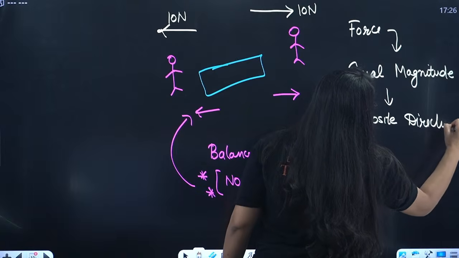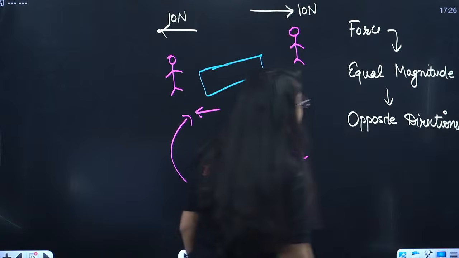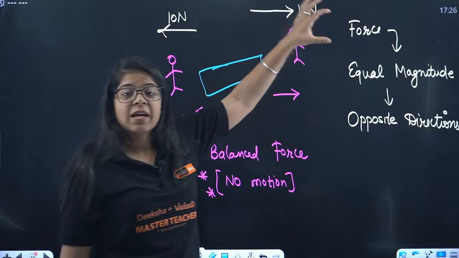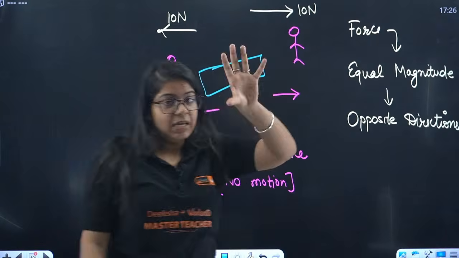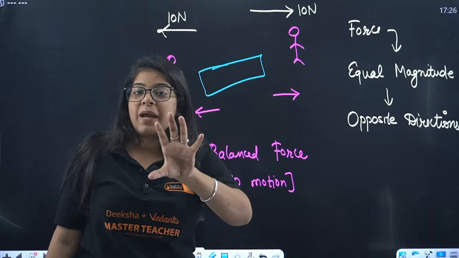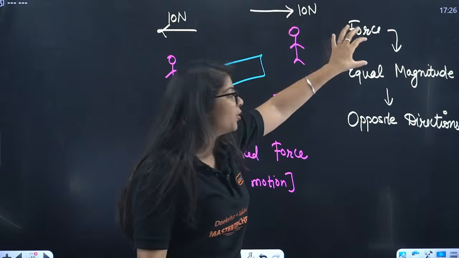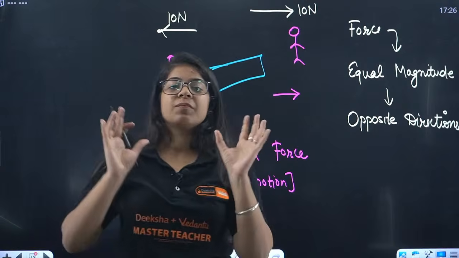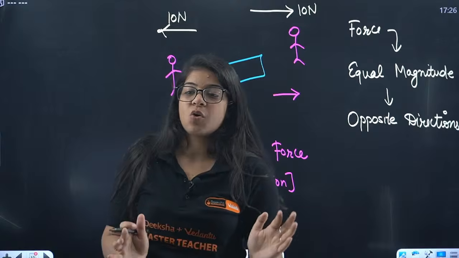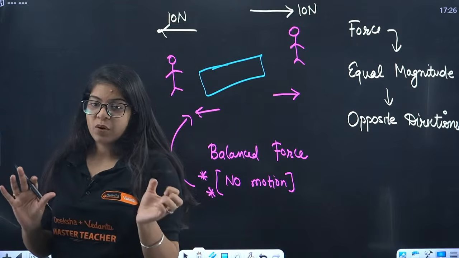Done. So basically, what is a balanced force? Ma'am, a balanced force is applied on a body with equal magnitude. See, when there are two forces applied on a body which are equal in magnitude but opposite in direction, the overall net force is called balanced forces. Okay.